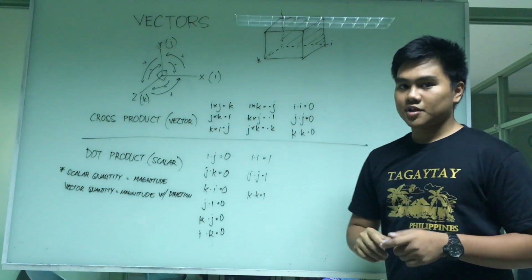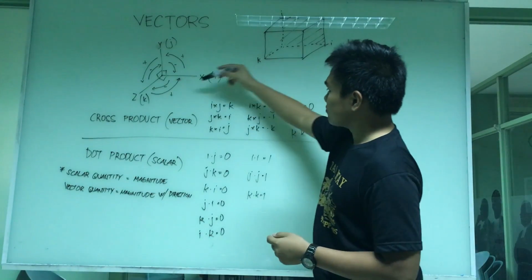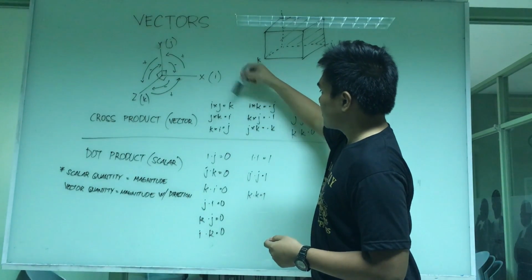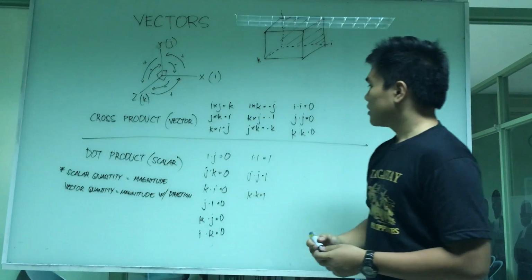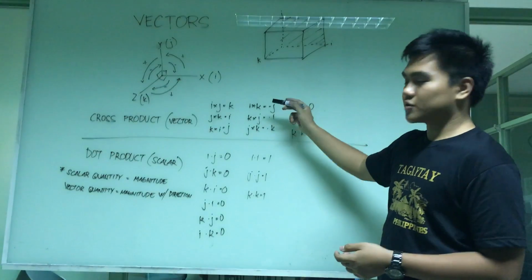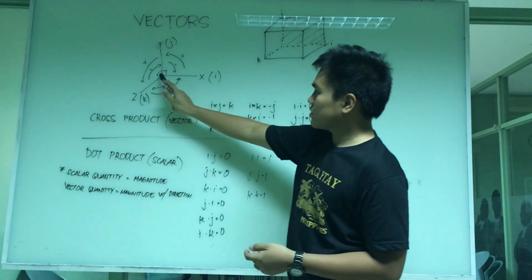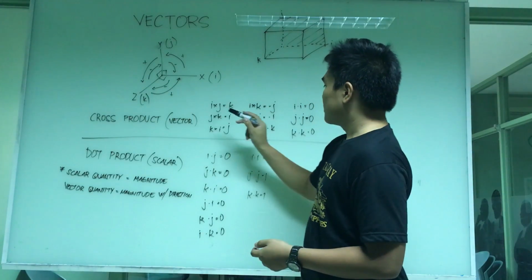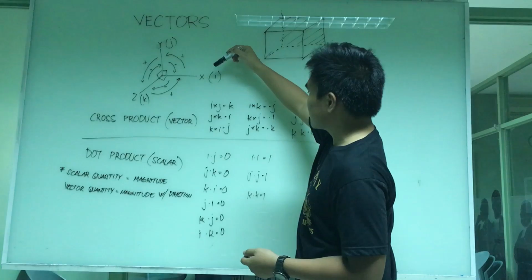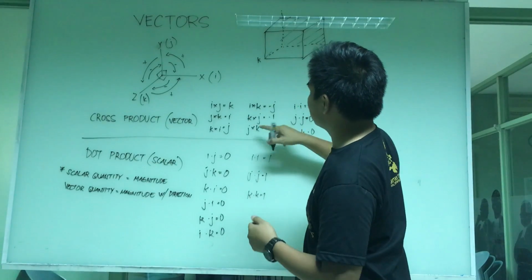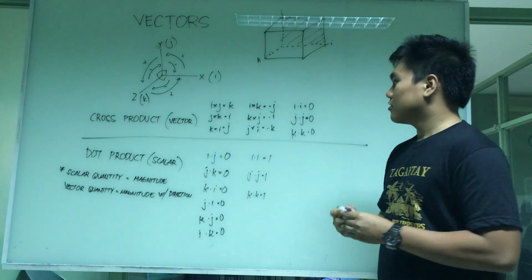Now, the sign would be different if we multiply it the other way around. For example, if we multiply i cross k, the value of the j-axis will be negative. It goes the same way with k cross j, it will be negative i, and j cross i would be negative k.